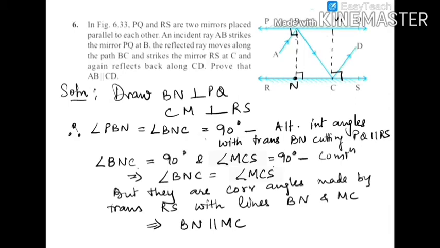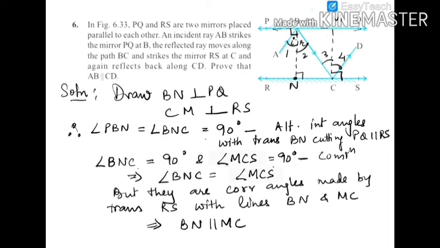Now let's mark these angles in the figure as 1, 2, 3 and 4. BN is perpendicular to the plane of the mirror. So BN is also a normal. AB is the incident ray. Angle made by the incident ray with the normal is called the angle of incidence. BC is the reflected ray. Angle made by the reflected ray with the normal is called the angle of reflection. And we have studied in science class that the angle of incidence is equal to the angle of reflection.